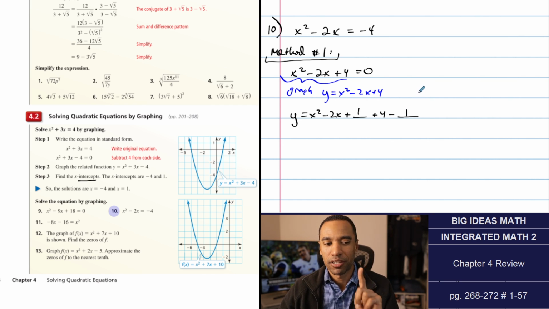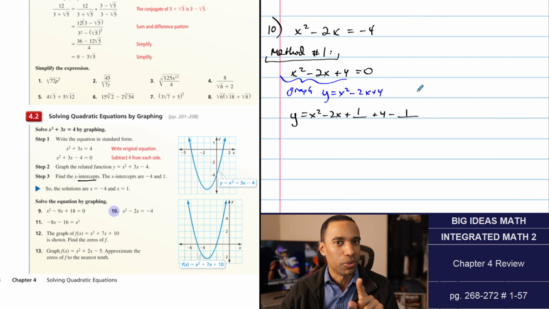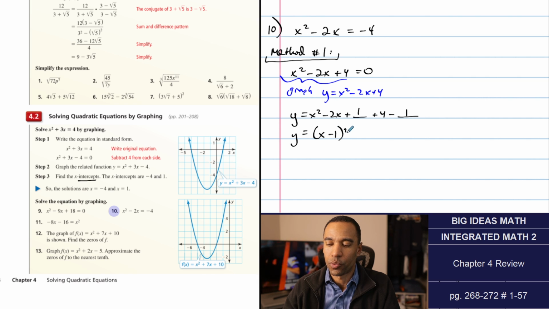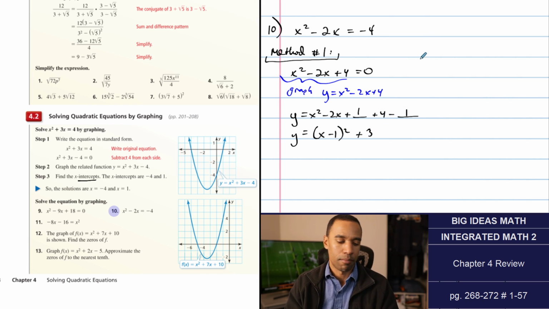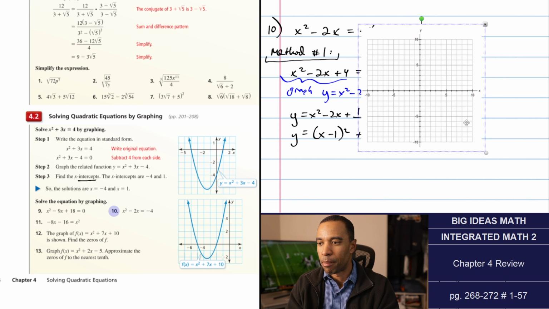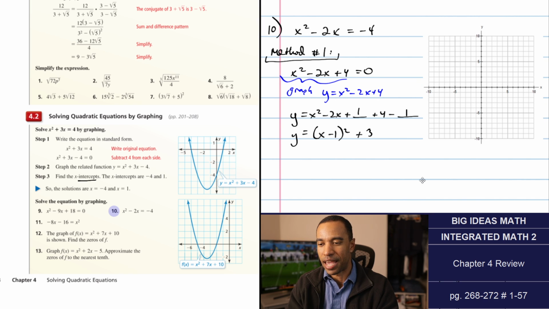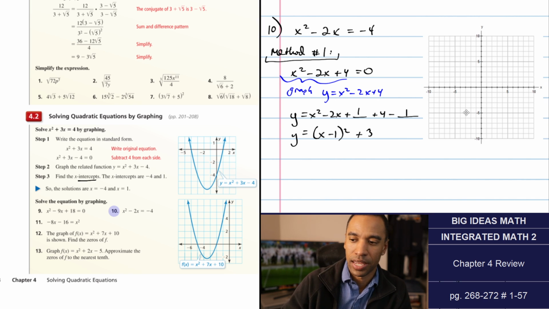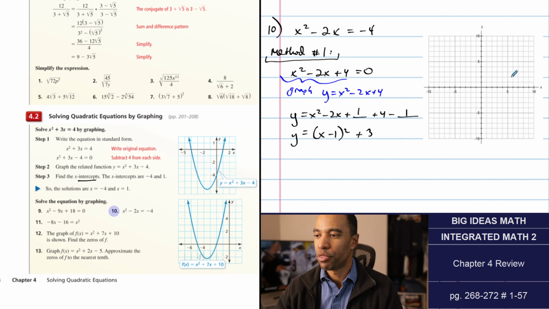Admittedly, at the time, you might not have known completing the square yet in section 4.2. But now that we're there, I'm using it. And this factors to x minus 1 quantity squared. And 4 minus 1 is 3. So my vertex form is this, which then would reveal to me my vertex itself, which would be at 1, 3.